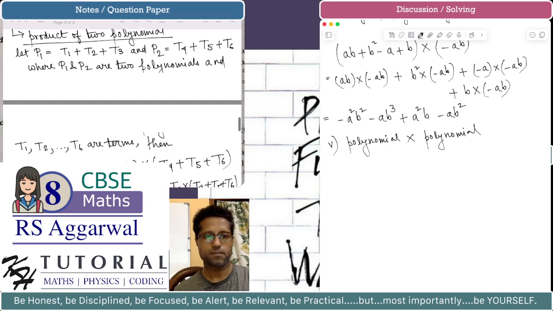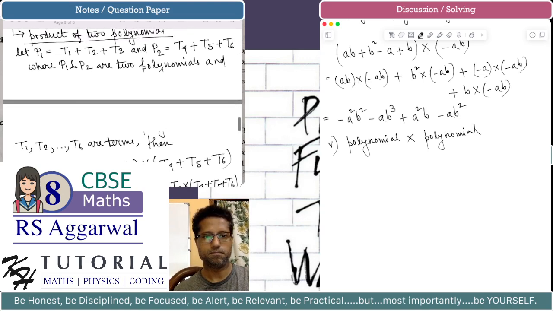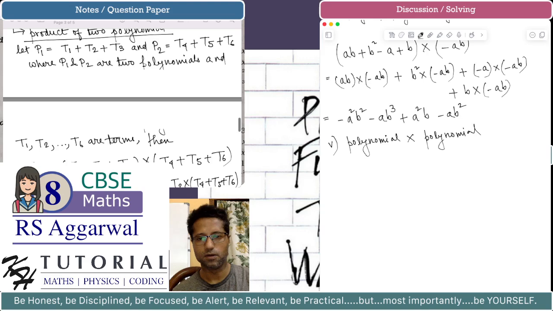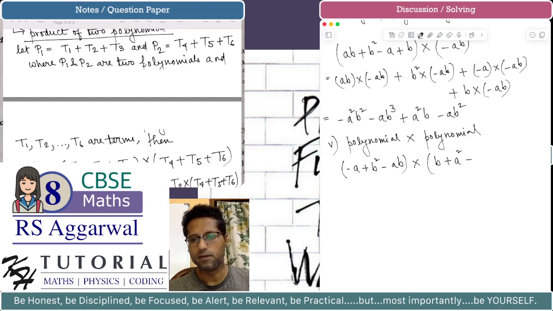I will not go through the notes. Let's try to understand with a concrete example. Now, a polynomial will be an algebraic expression. So let's say the two algebraic expressions are, let's say, minus A plus B square minus AB. So the first polynomial is minus A plus B square minus AB, and the second polynomial, let's say, is B plus A square and minus, let's say, B square.